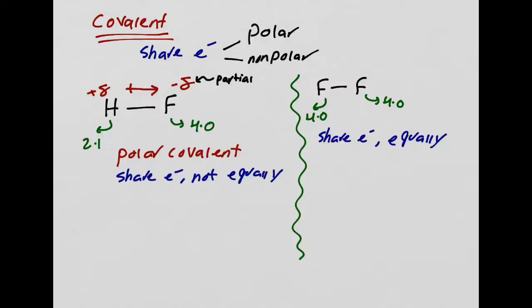So in covalent bonding, we can share equally. That would be non-polar covalent. Or sometimes we can share not equally, and that would be polar. So when it's polar, it's polarized, not shared equally. Non-polar, they're shared equally.